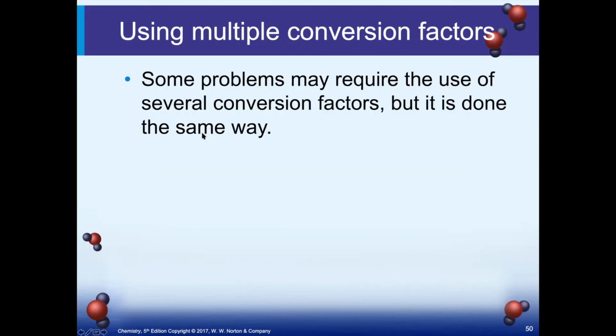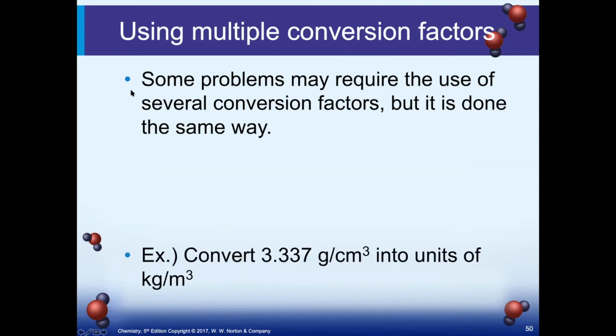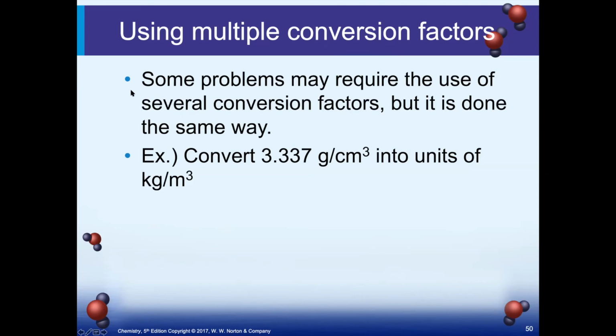Okay, now that's the simplest way to do conversion, or the simplest type of conversion factor problem. It actually gets more complicated. There are many problems that require the use of several conversion factors, but it's pretty much done the same way. You just tack on another fraction into your calculation. Prepare to be dazzled. For example, let's say we want to convert 3.337 grams per cubic centimeter into units of kilogram per cubic meter.